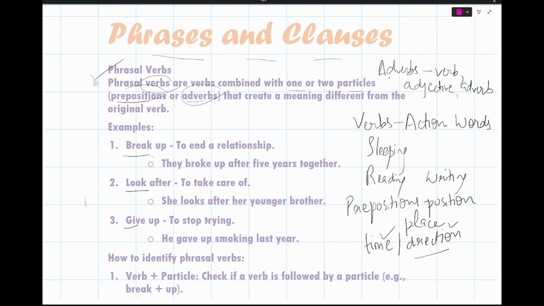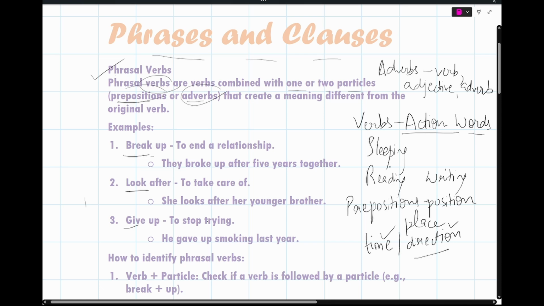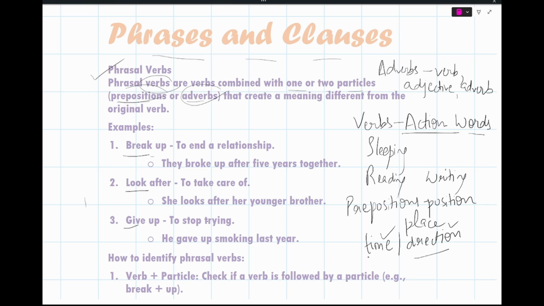Now you get the idea of what verbs are. Verbs are action words primarily, because there are other forms of verbs as well, but here we focus on action words. Then there are prepositions, which talk about position if we are talking about place, and prepositions of time and prepositions of direction are also there. Then adverbs tell us more about a verb, an adjective, or an adverb. Now I'll try to tell you from the example how these components are working.